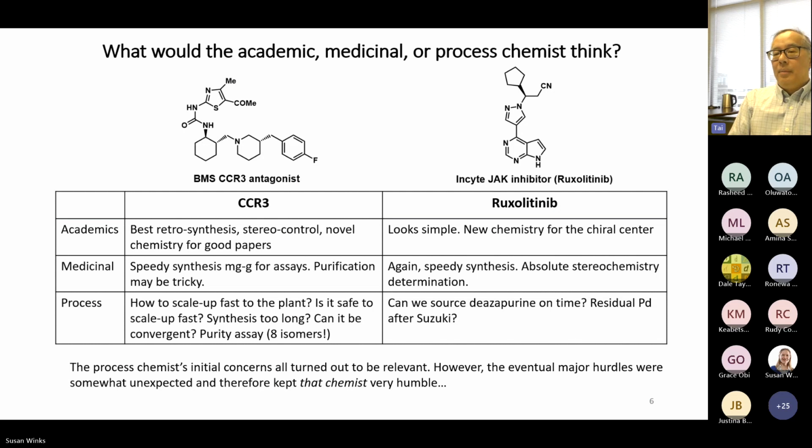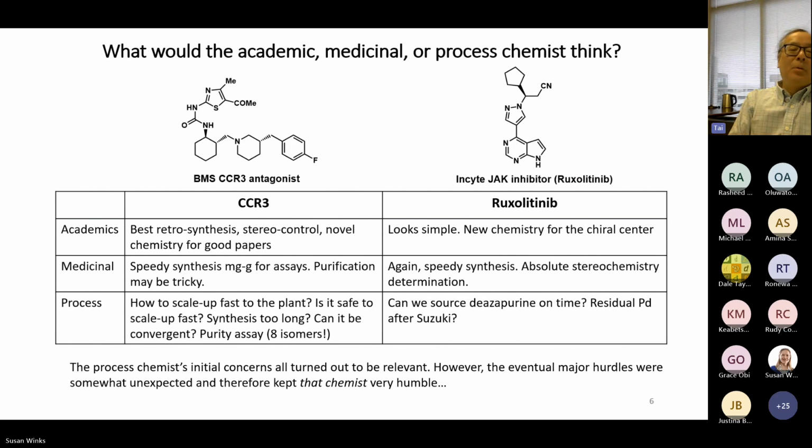your roles are different, you kind of look at them differently. If we are in the academic world looking at these two molecules, we may be thinking about how do we do the best retrosynthesis? What are the stereo controls to be put in place, and how can we get good papers out of that? Medicinal chemists, I'm sure, will be thinking, how can we speedily synthesize the compound and purify the compound for meaningful assay? But for process chemists, it's a little bit different.